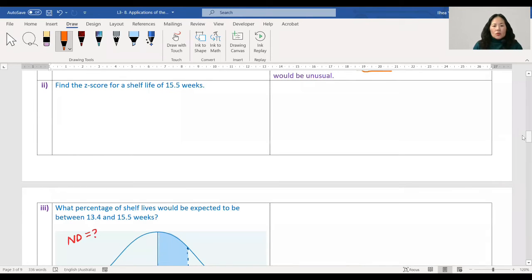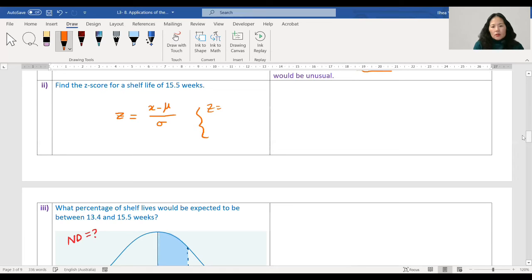Find the z-score of a shelf life of 15.5 weeks. So now we have to use the formula, don't we? Because it's asking you to find the z-score, raw score, mean, standard deviation.